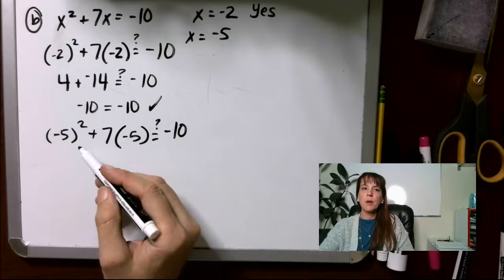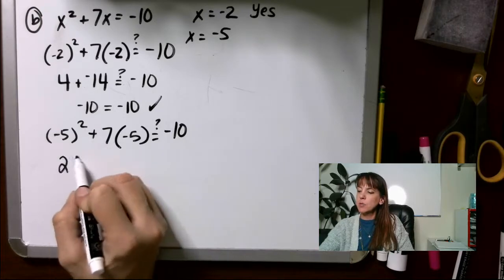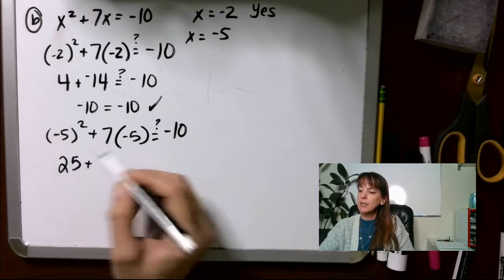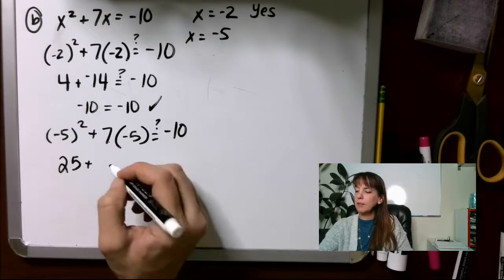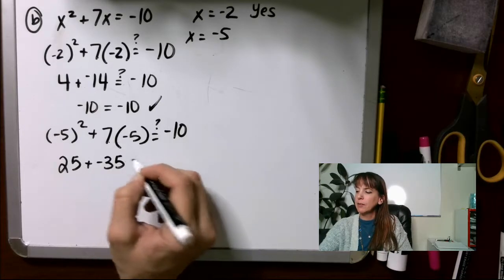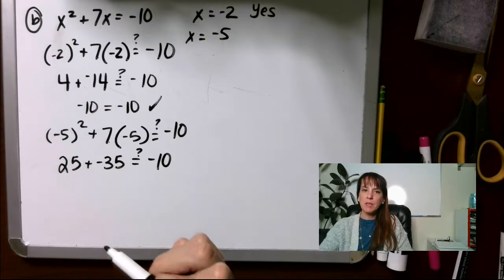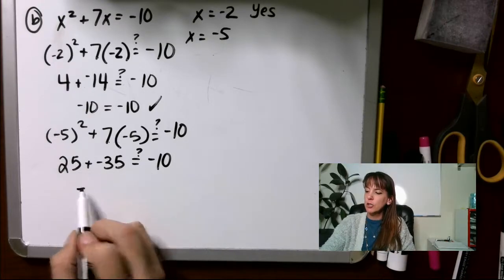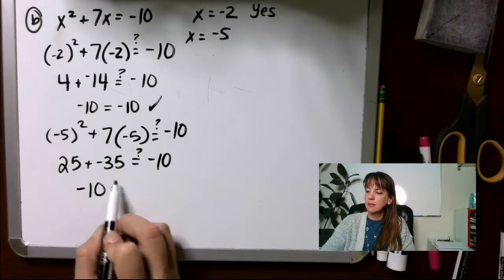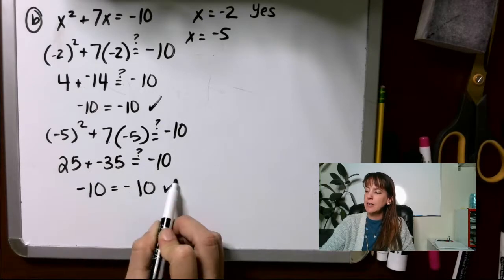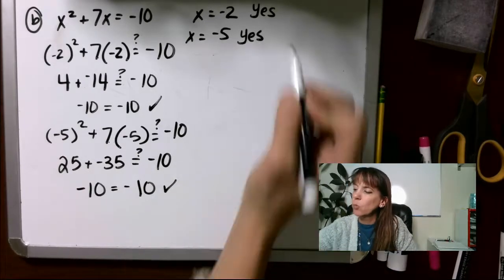All right, so negative 5 squared gives me 25. Plus 7 times negative 5 gives me negative 35. Does that equal negative 10? 25 plus negative 35, which team is larger? Negative, by how many? 10. So negative 10 does equal negative 10. So yes, that will work.